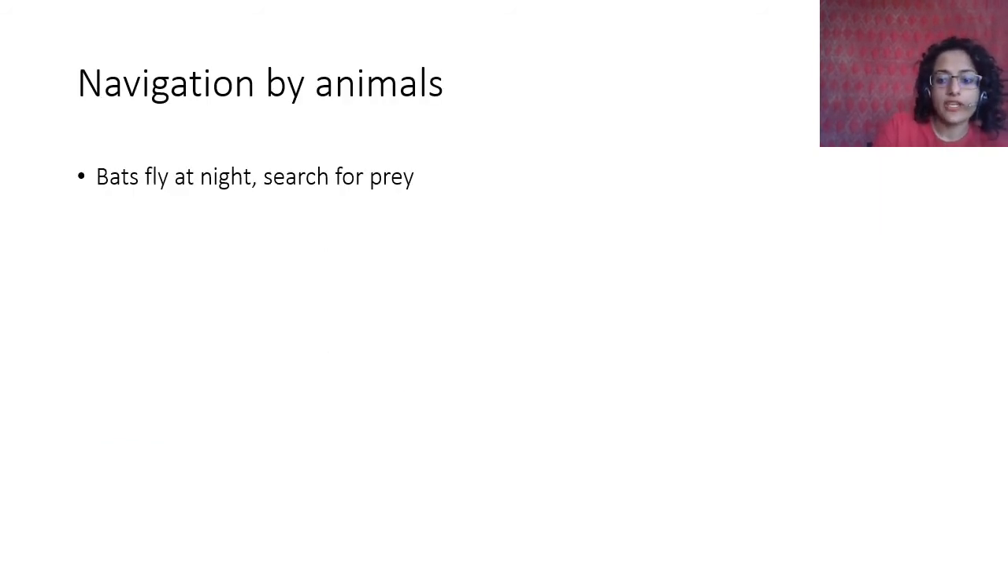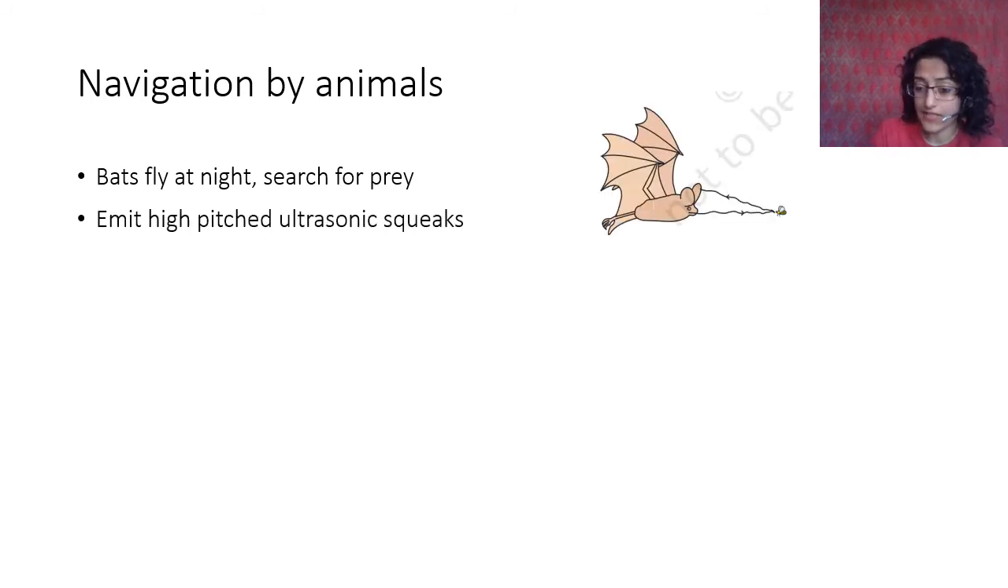So we come to navigation by animals. I told you about echo-ranging, right? Echolocation. Echolocation is done by bats and other such animals. Bats fly at night and they search for prey. They emit a high-pitched ultrasonic squeak, right? They produce many squeaks, and these squeaks get reflected back to them at different intervals.